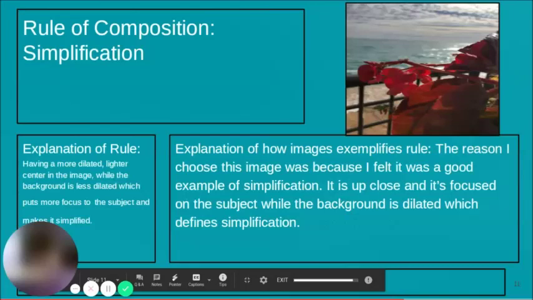This one's simplification, which means having a more dilated, lighter center in the image, while the background is less dilated, which puts more focus on the subject and makes it simplified. The reason I chose this image was because I felt it was a good example of simplification. It is up close and focused on the subject while the background is dilated, which defines simplification.